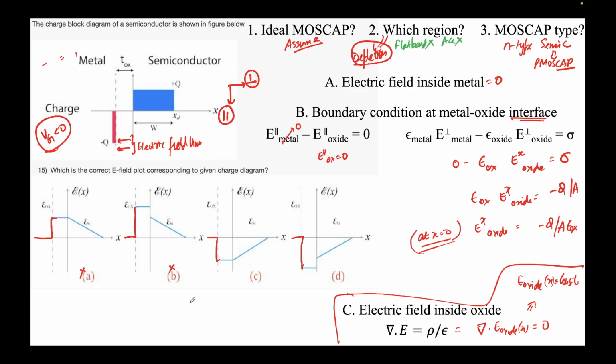So till now the picture that we get is something like this. This was actually not x equal to 0, this is actually minus T ox, because x equal to 0 is here. Let me draw this diagram now. How will it look like? Till now we have established inside the metal is 0, and from minus T ox, this is electric field E as a function of x. So in the oxide it's constant, right?